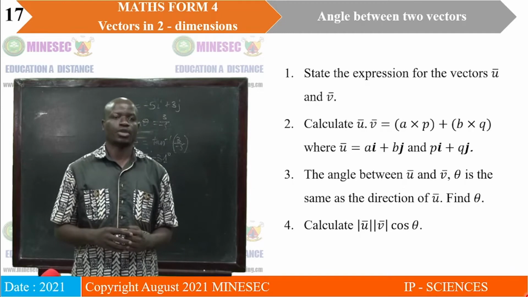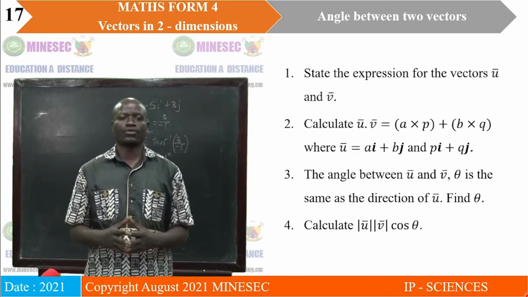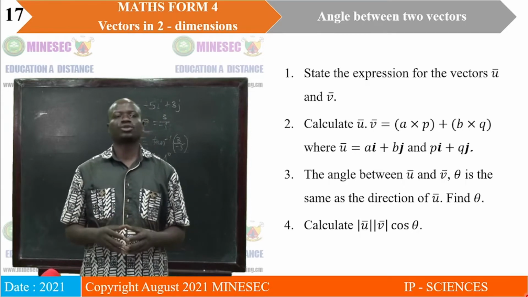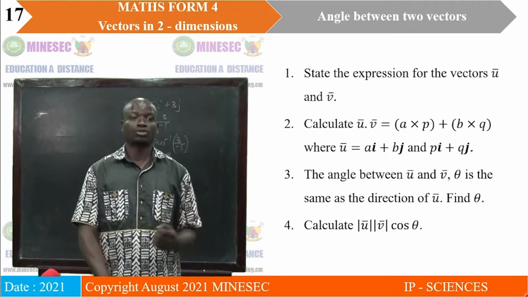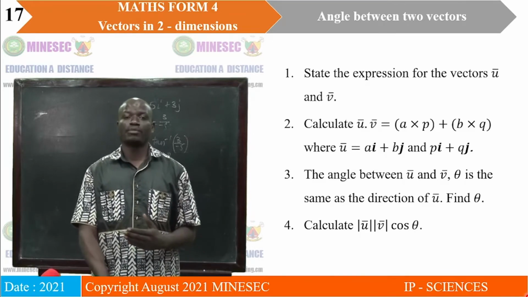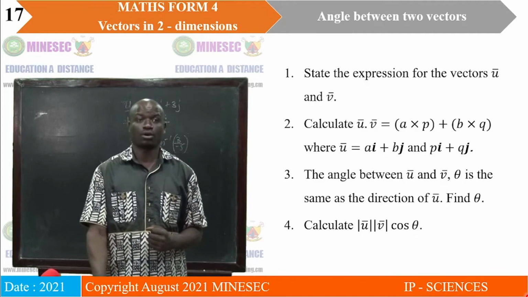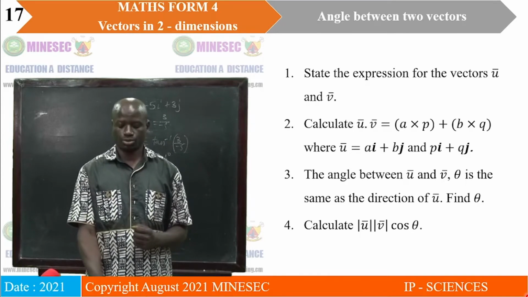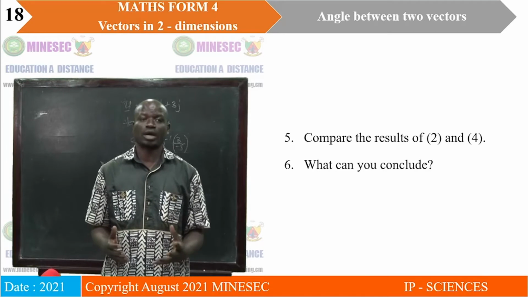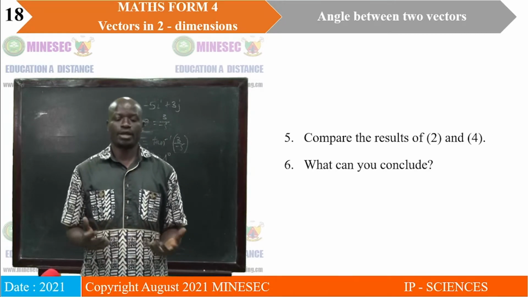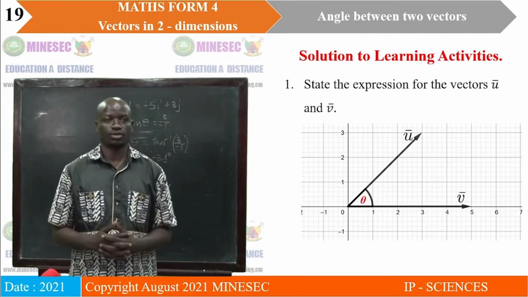Find theta. Then next, we will calculate the magnitude of vector u times the magnitude of vector v cosine theta. So when we calculate the magnitude of vector u, we multiply it by the magnitude of vector v and then multiply it by the cosine of the direction of vector u, which we've already obtained. Next, we'll compare the results in task 2 and task 4 and then make a conclusion. So let's get the solutions of this learning activity.